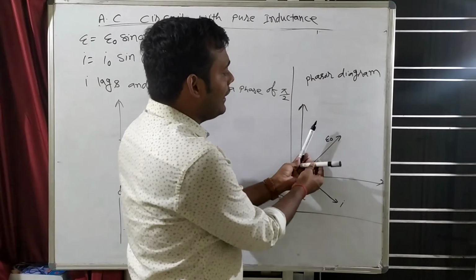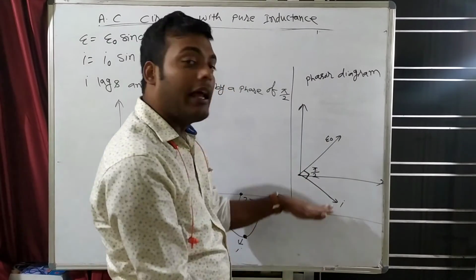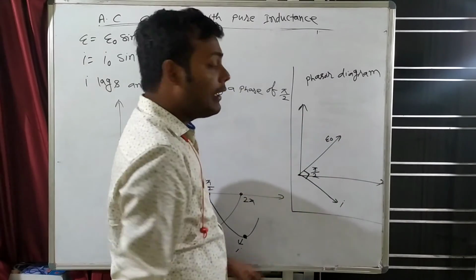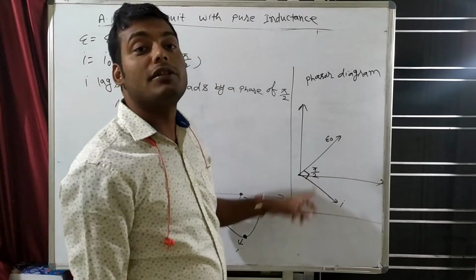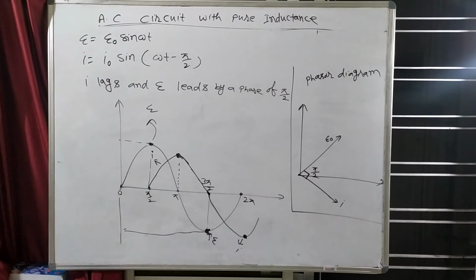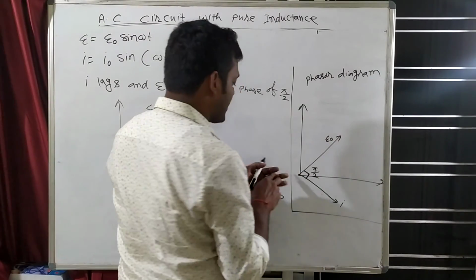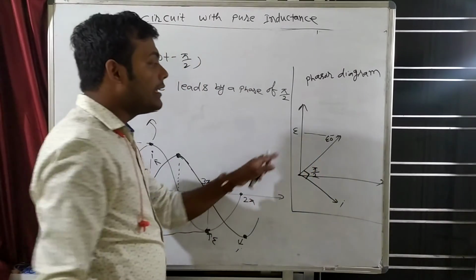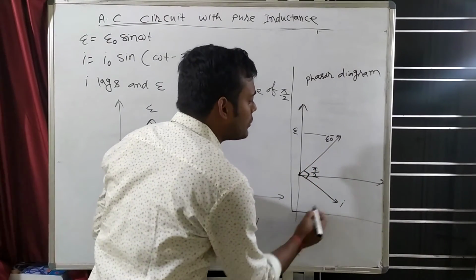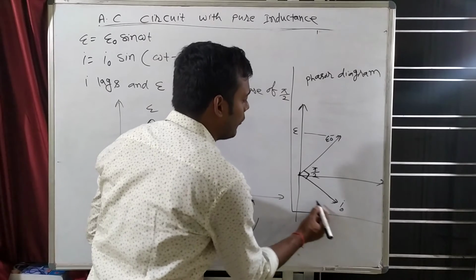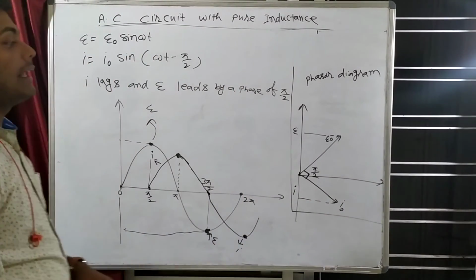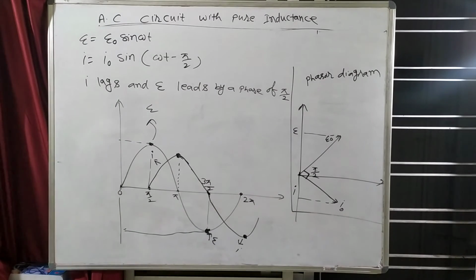So E naught is leading and I naught is lagging. I is following behind and E naught is coming ahead. E naught is leading, I naught is lagging by a phase of pi by 2. If you take the projection here, it will give you the instantaneous value of EMF. And if you take the projection of I naught here, it will give you the instantaneous current. Clear?